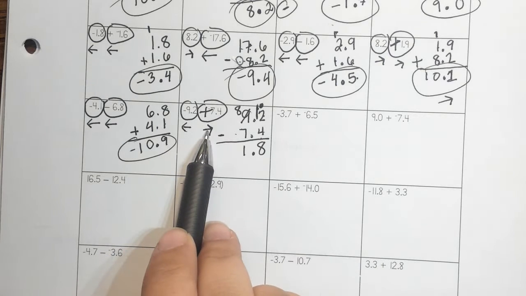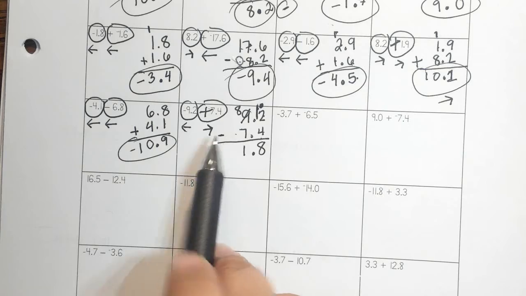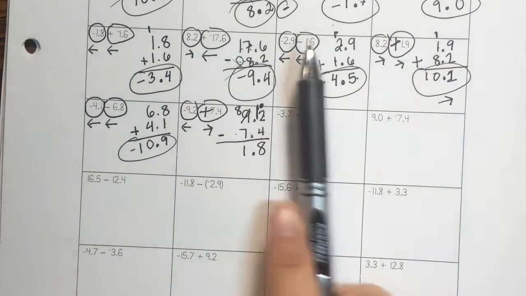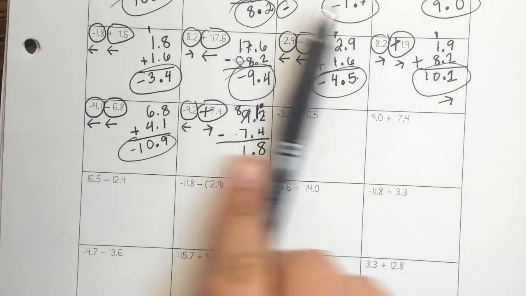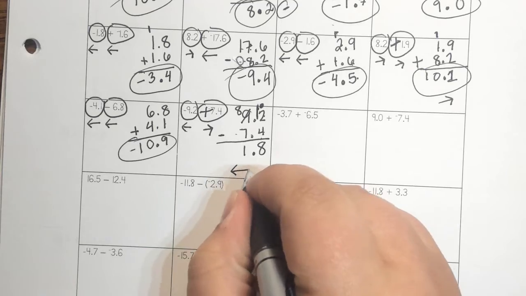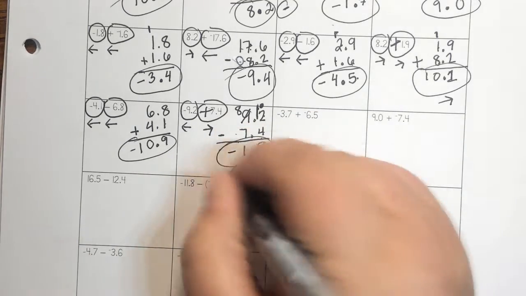The arrows were going in different directions. I had a negative number and a positive number. That's why I had to find the difference. We went 7.4 to the right. We went 9.2 to the left. So the number going to the left was larger, which means our final answer has gone to the left. Our sum has gone to the left. So this is a negative 1.8.